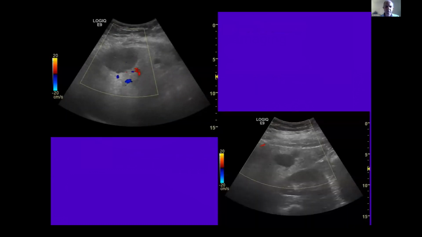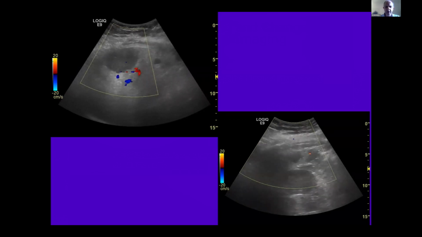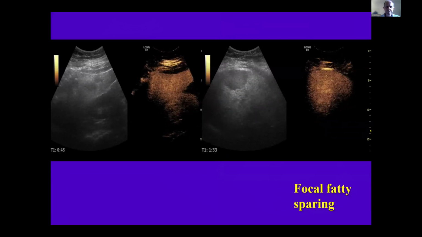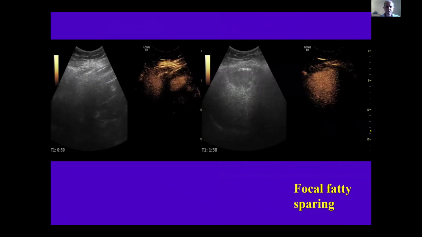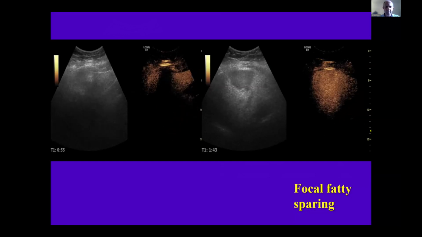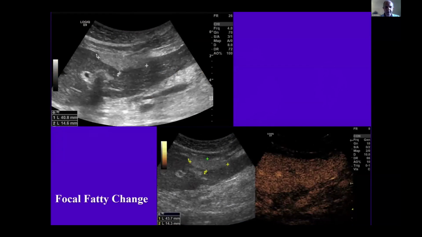So unfortunately, of course, you always get tricky cases. And here's a patient with a fatty liver, and they've got these echo-poor liver lesions throughout the liver. And when we give contrast, you can see that none of them wash out. So this is multifocal fatty sparing, but all benign, whereas initially we thought this was going to be a malignancy. And here's an example of focal fatty change where you've got no washout in the late phase.